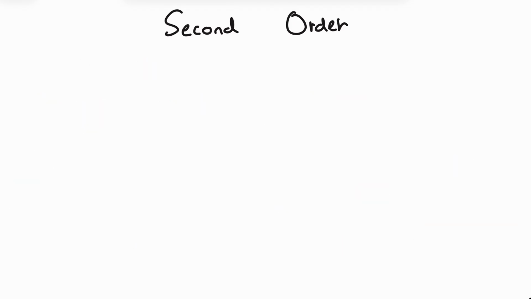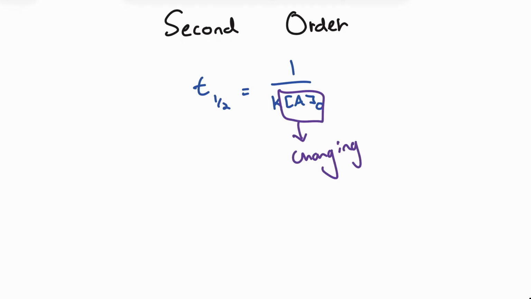Finally, to find the half-life for a second order reaction, we use the following formula. Half-life will equal 1 over our rate constant times the initial concentration of A. Again, as with our 0th order reaction, the length of our half-life is going to be changing depending on our initial concentration of A. So just make sure you know that as well for your second order half-lives.